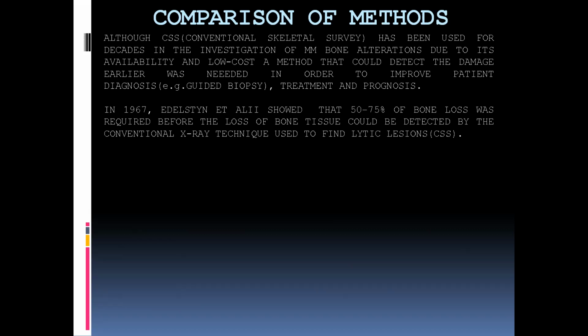A marked example of this was an article published in 1967, in which Adelson et al. showed that 50 to 70% of bone loss was required before the loss of bone tissue could be detected by the conventional X-ray technique, the CSS. So what this means is that the damage to the bone of the patients would have to be very high in order for you to detect it using CSS, using X-ray of the major bones involved.